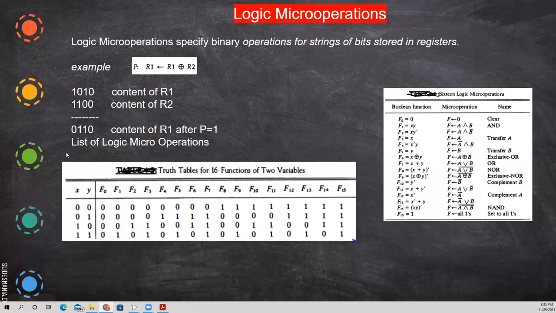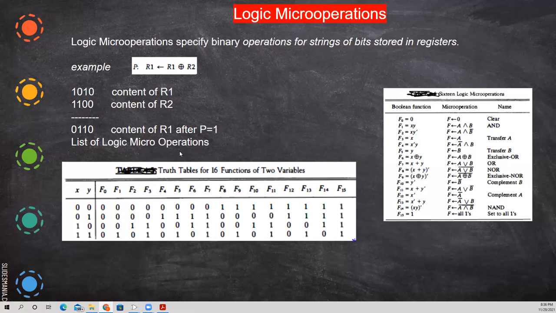Now, imagine we have the content of R1 is 1010 and content of R2 is 1100. As it is an XOR, what will we get? 0110. Odd number of ones, you have 1. And even number of ones, you have 0. So after doing all those things, this will be stored back in R1. That is the meaning of this. So R1 after P, on occurrence of this condition, the data in the R1 register and R2 register are XORed, and then it is stored back in R1.